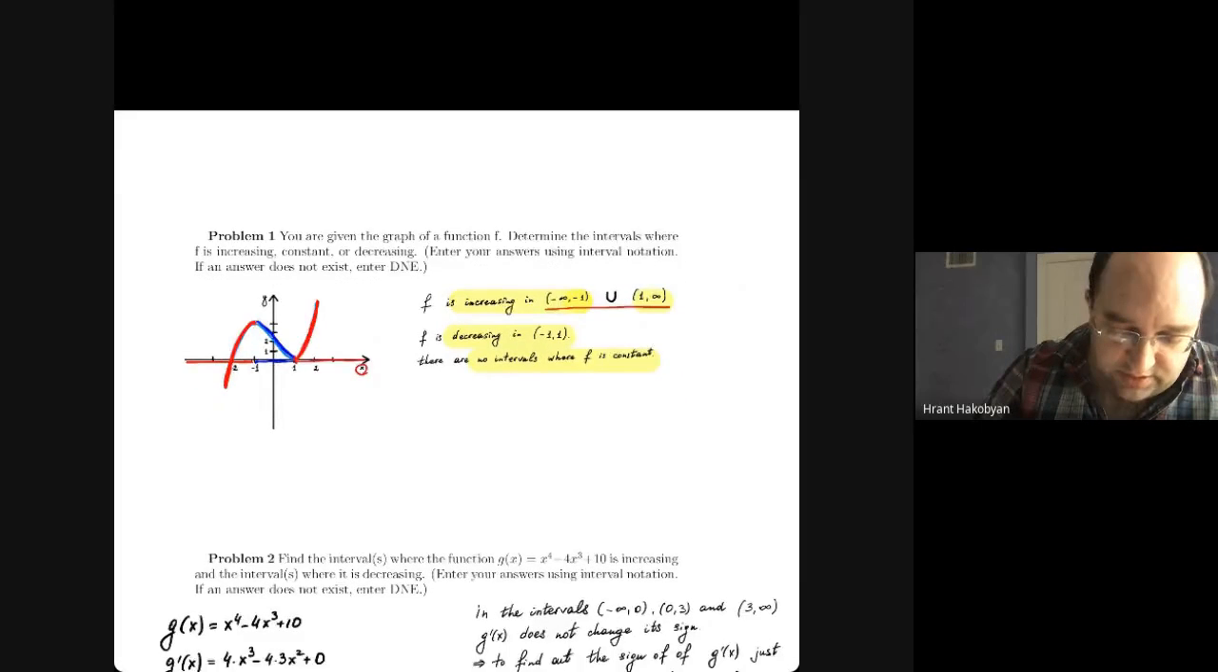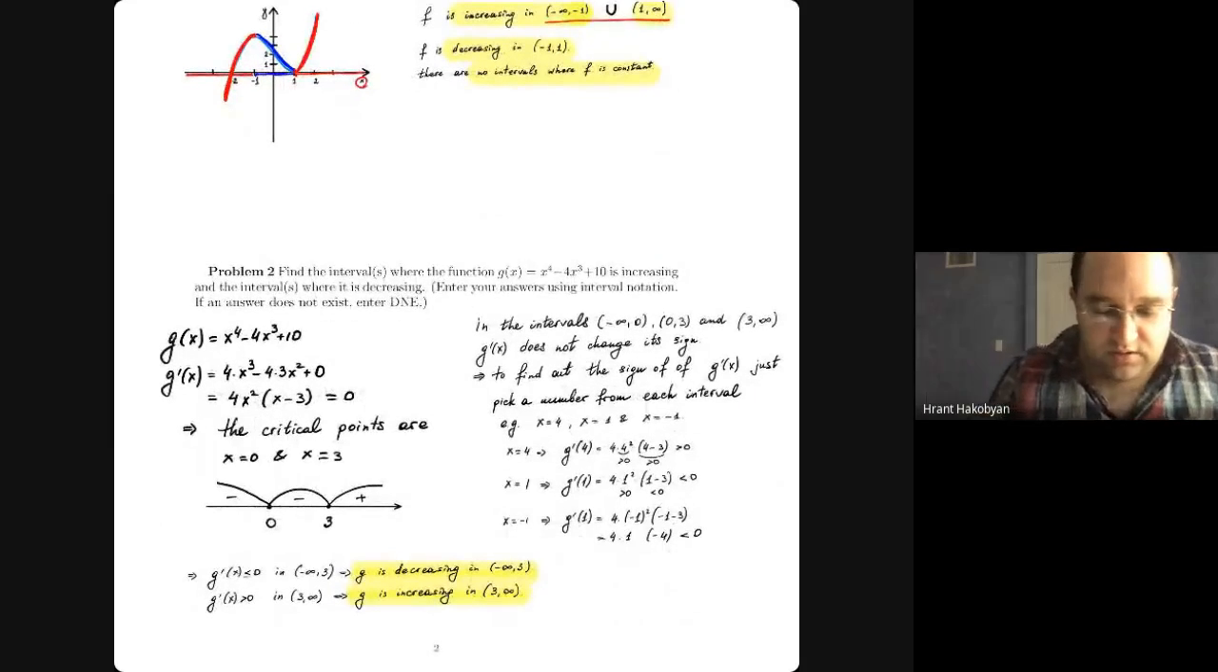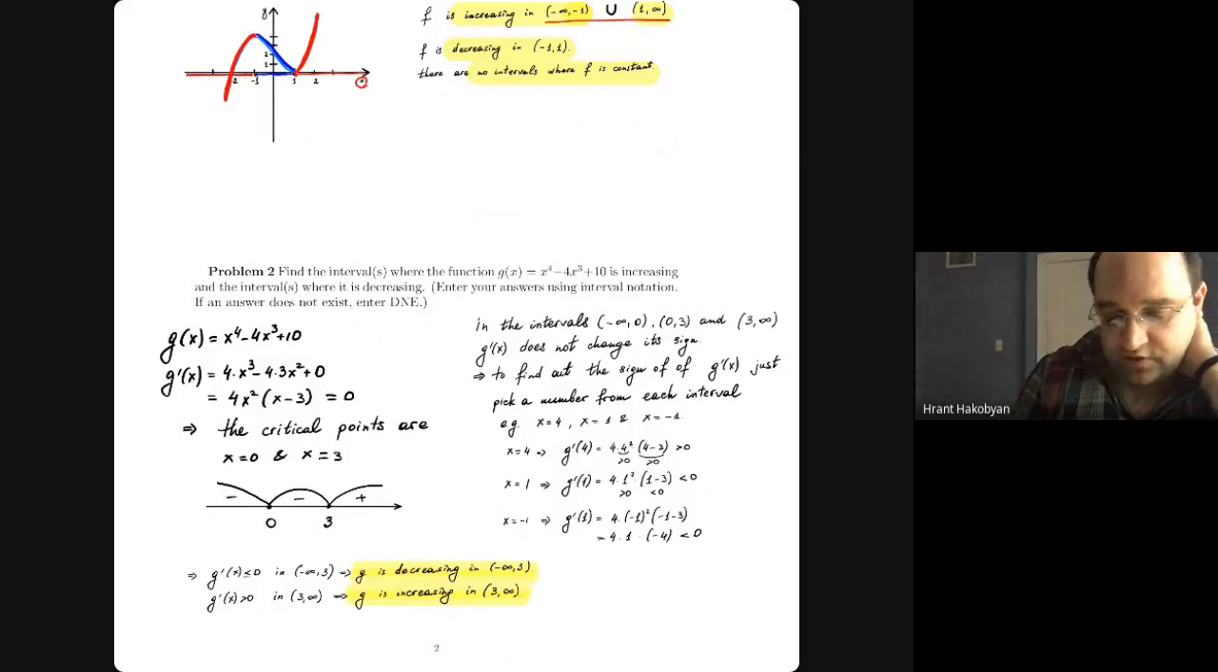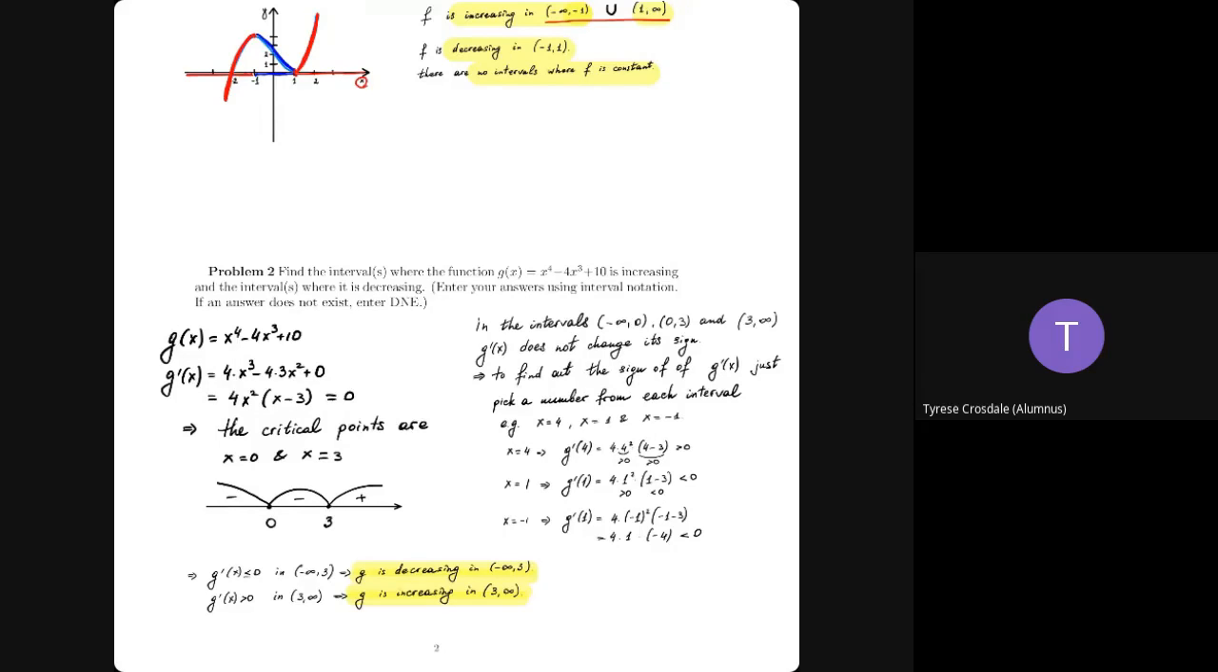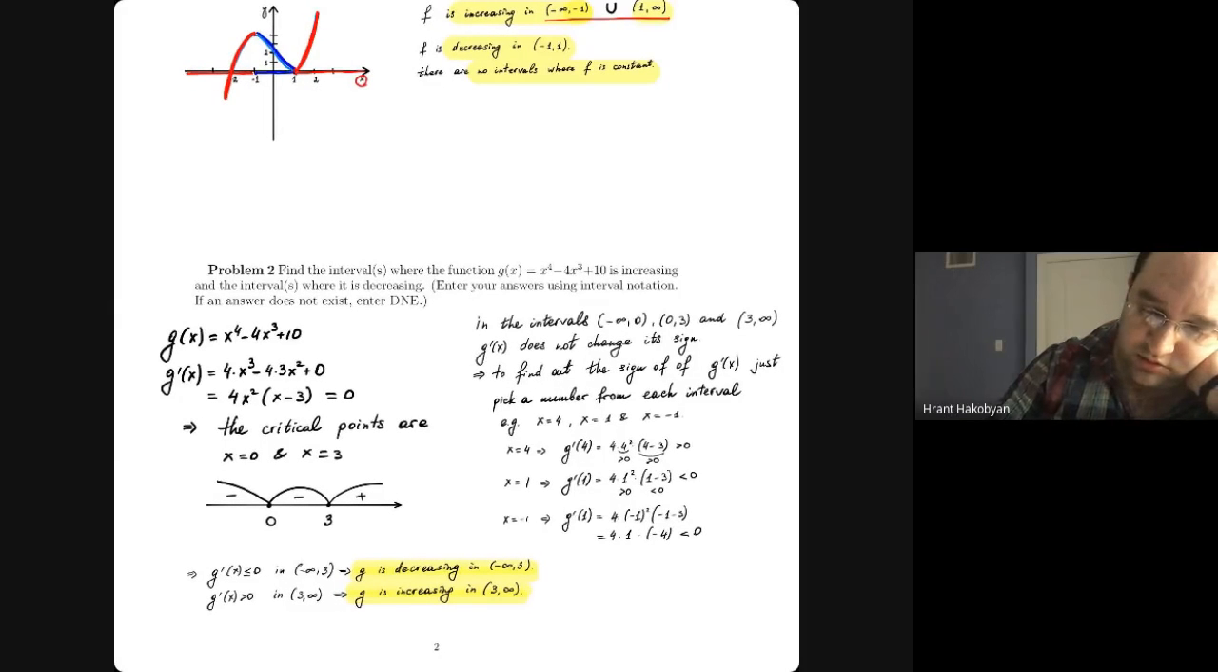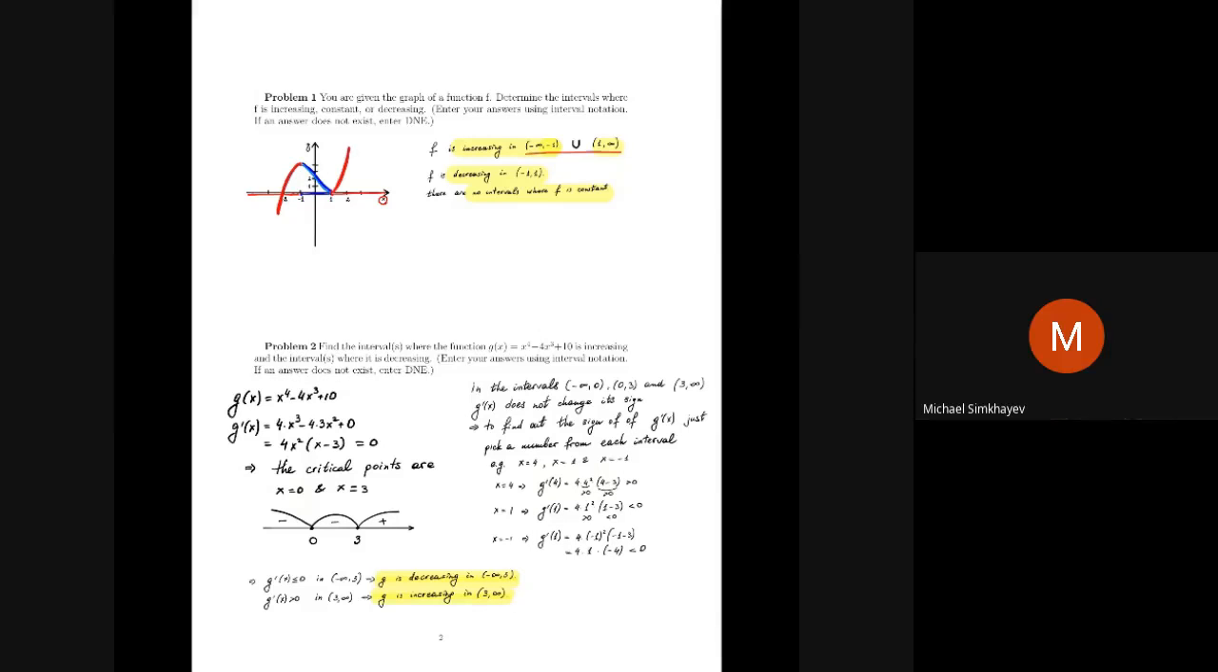Okay, so let's do problem 2 now. We have to find the intervals where this function is increasing and the intervals where it is decreasing. So what are the things that we have to do? Actually, let me erase this and do it. Can you erase all of that so we can physically see how? Yeah, I'm going to do it like this. Looking good. So the function is x to the power.